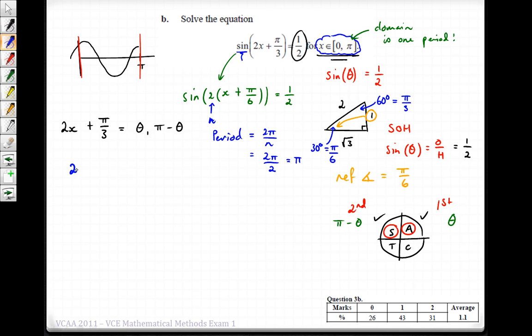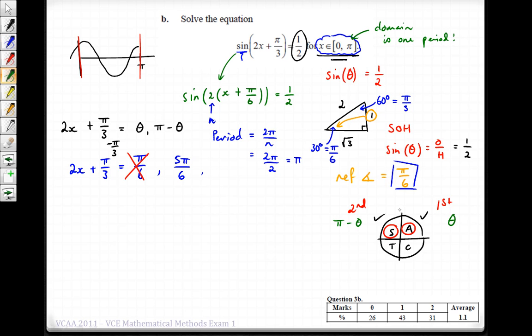So we're going to find 2x plus pi on 3 equals our reference angle, pi on 6, comma, pi minus pi on 6, so that's going to be 5 pi on 6. So at this stage we'd then need to subtract off pi on 3 from all values, which would immediately take this one outside the domain. So what we're going to need to do is go around a little bit more and find the next value after pi on 6 that sine is equal to a half.